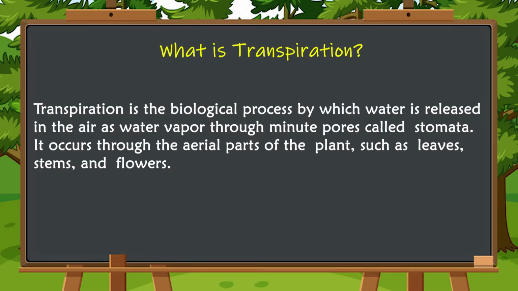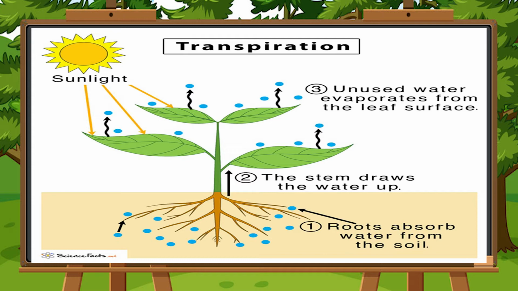Transpiration is the biological process by which water is released into the air as water vapor through minute pores called stomata. It occurs through aerial parts of the plant, such as leaves, stems, and flowers. If we look here, we can see a beautiful plant and the sun is shining.